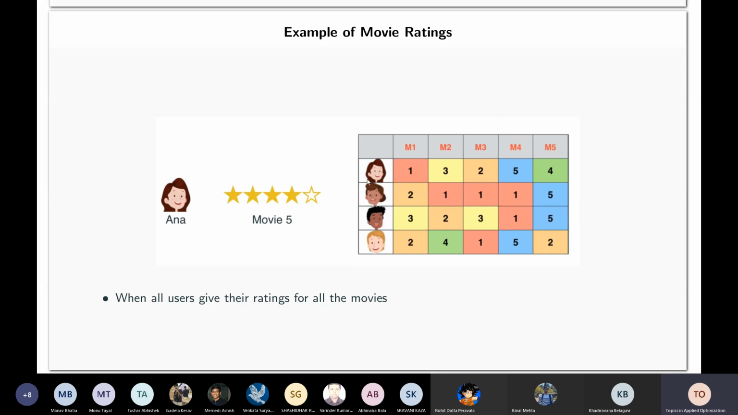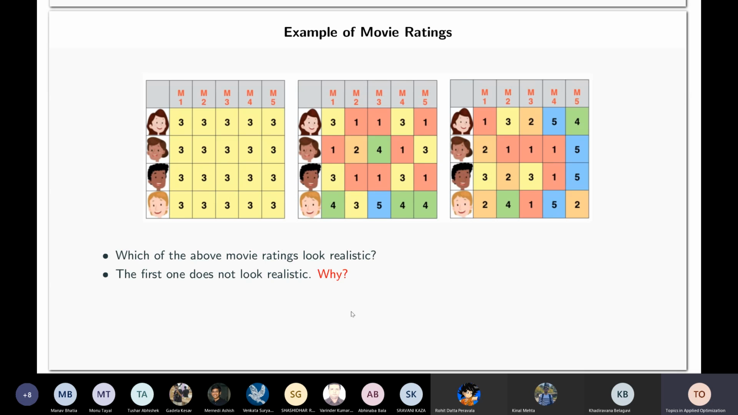So let us say they give ratings like this, where all the users have given ratings to all the movies they have watched. Let us say these are some examples of the ratings the users gave. Which of these do you think is a more realistic movie rating? Here I see all are 3. It does not look realistic because it's very rare that all people will give the same rating 3.